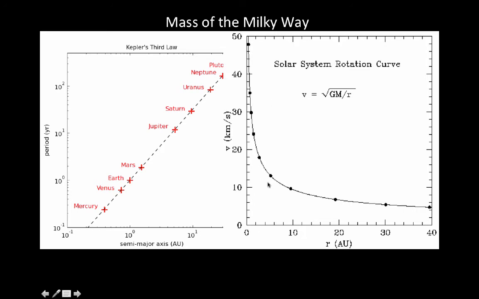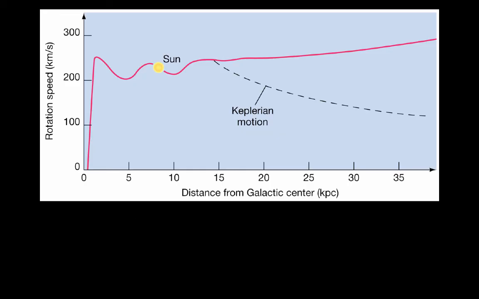Now, all of the planets are outside of the sun, but the stars in the galaxy are within the galaxy. So we would only expect to see a curve of this shape when we plot the speeds versus the distance to the center of the galaxy for the stars that were the furthest out from the center of the galaxy, because then most of the mass of the galaxy is inside of them. Well, you can do that. You can measure the speeds of stars and plot that speed versus the distance from the galactic center, and this pink line here is the shape of the rotation curve that you get.